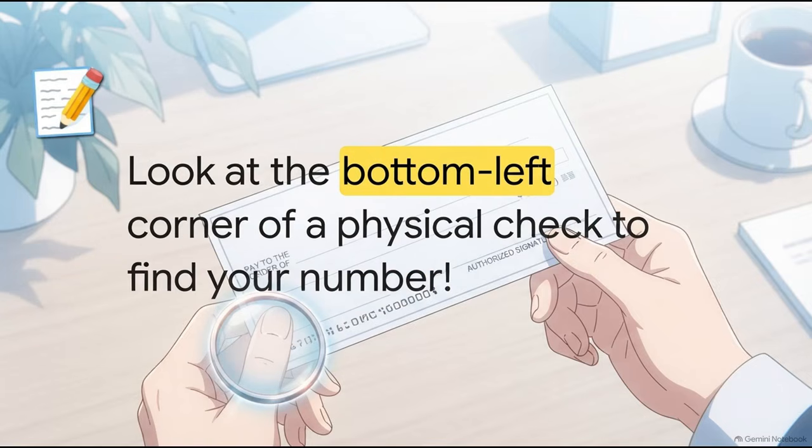And hey, if the internet goes down, the classic method definitely still works. If you have a checkbook handy, just pull out a physical check. Look down at the bottom left corner. That first string of 9 digits, that's your routing number, followed by your account number right in the middle, and the check number on the far right. It is a completely foolproof physical backup.